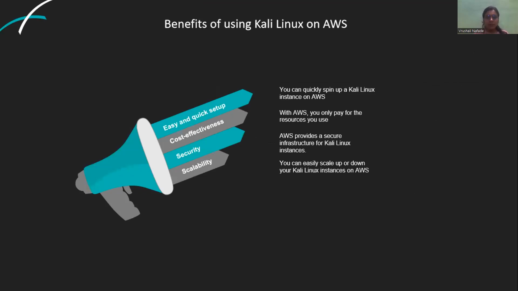Let's see some of the benefits of using Kali Linux in AWS. First is easy and quick setup. We can easily spin up a Kali Linux instance on AWS. Second is cost effectiveness. With AWS, we can pay for the resources which we use. Third is security. AWS provides a secure infrastructure for Kali Linux instances. And fourth is scalability. We can easily scale up and scale down our Kali Linux instances.